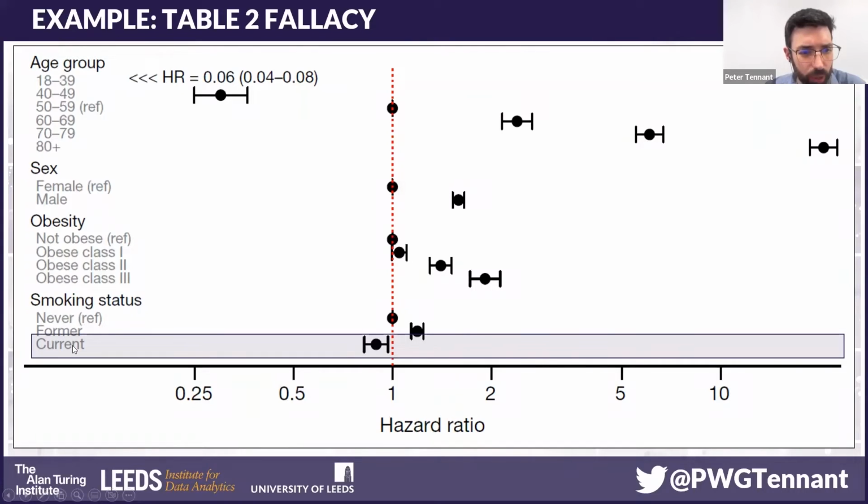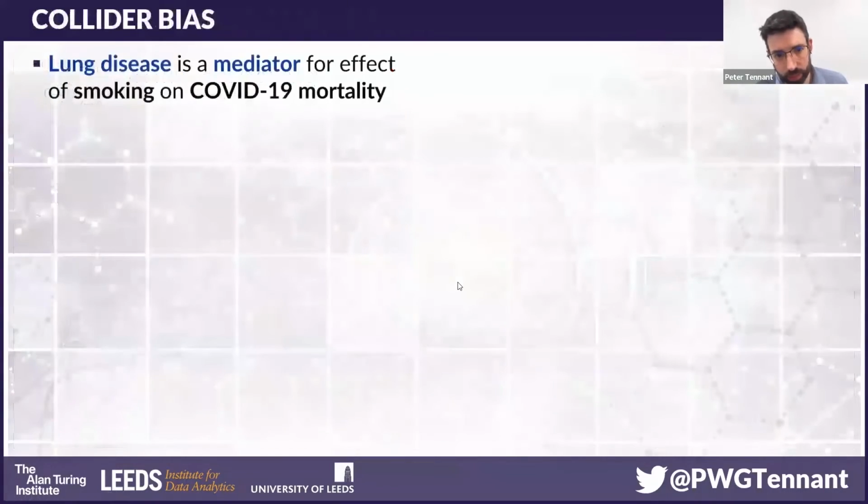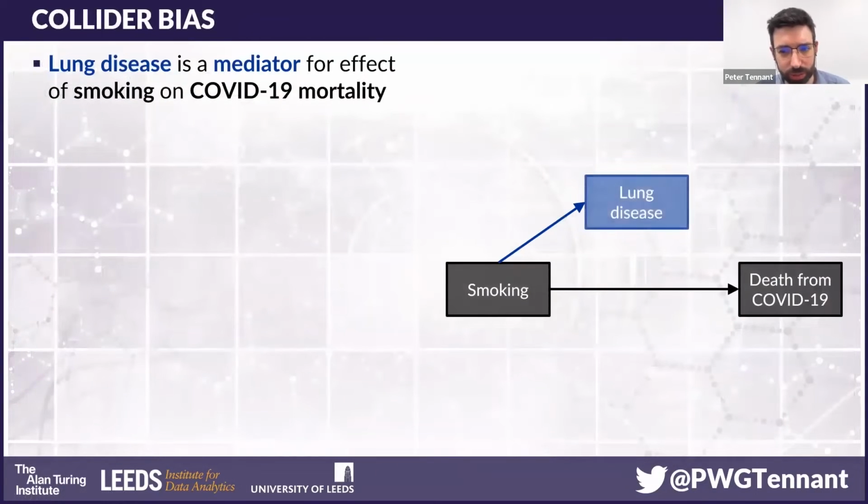You can see that current smoking status had a hazard ratio below 1. In other words, people who currently smoked appeared, if you were to interpret these as causal effects, to confer a lower risk of mortality from COVID-19. Well, that doesn't make any sense. Doesn't make sense because it's not causal. What's taking place is the Table 2 fallacy, and specifically a form of collider bias.